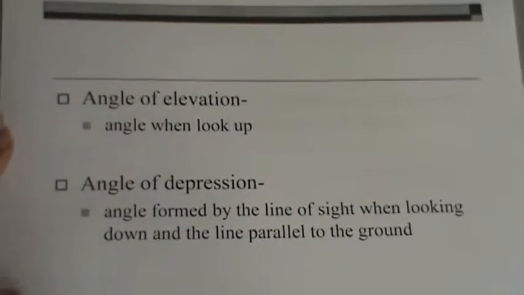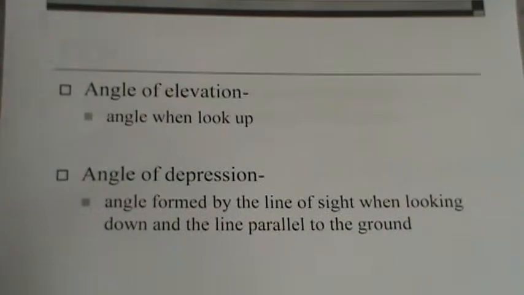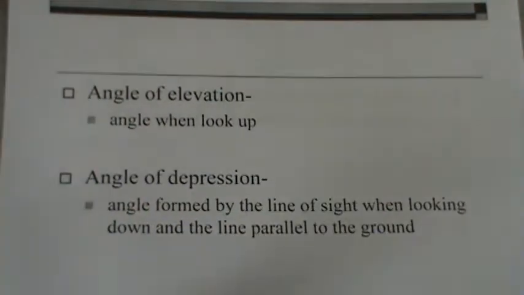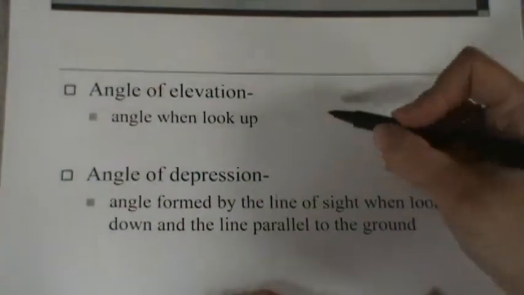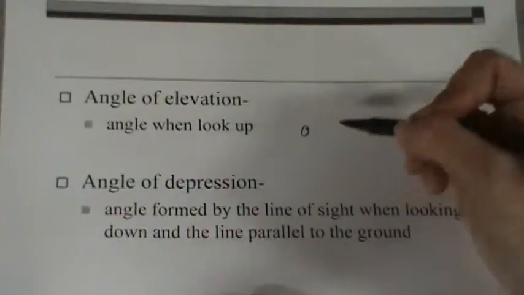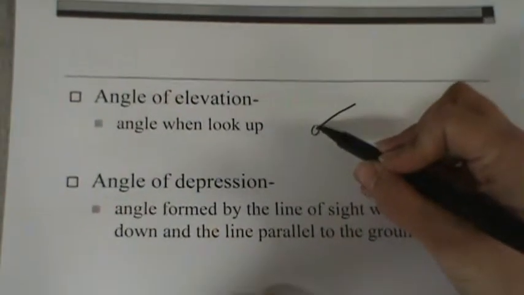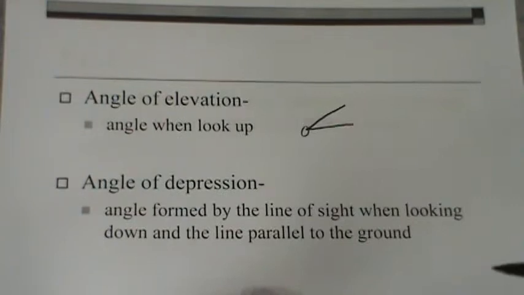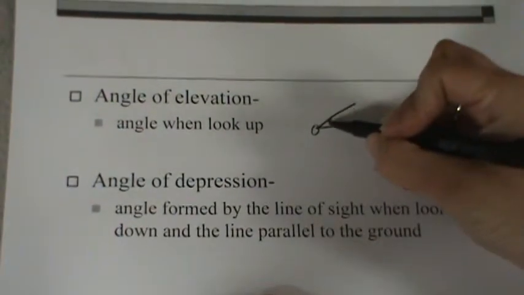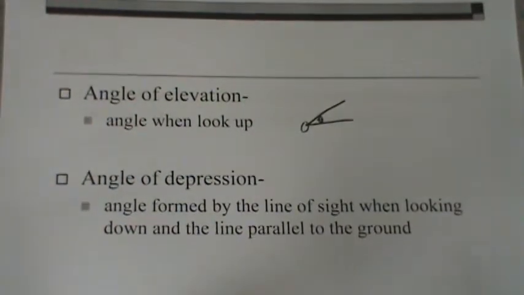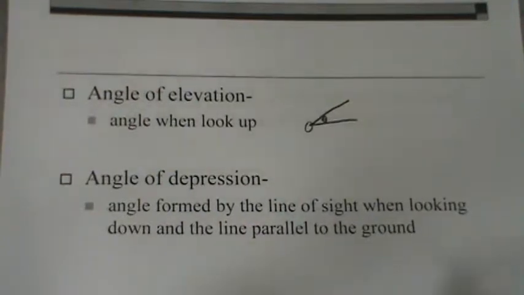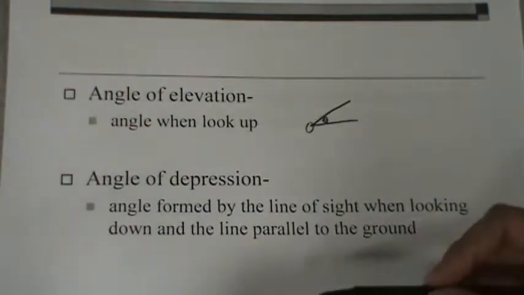First thing we need to talk about, what is an angle of elevation and angle of depression. Angle of elevation is basically the angle when you look up. So if here's your eye, then the angle when you look up, you always have a line that is parallel to the ground or that represents your ground, and the angle formed there from your eye is your angle of elevation.